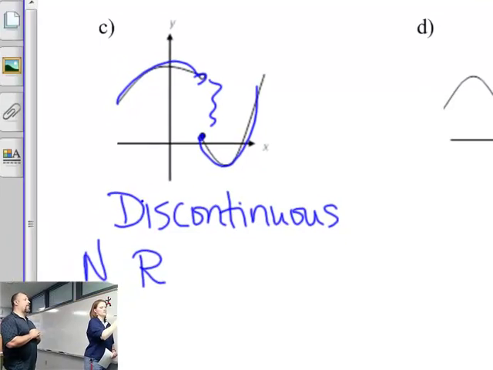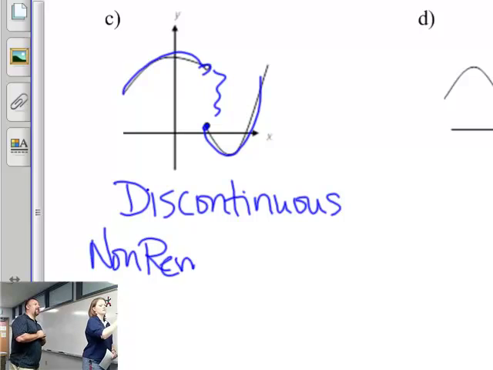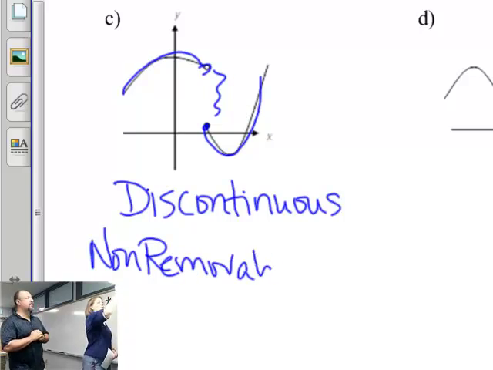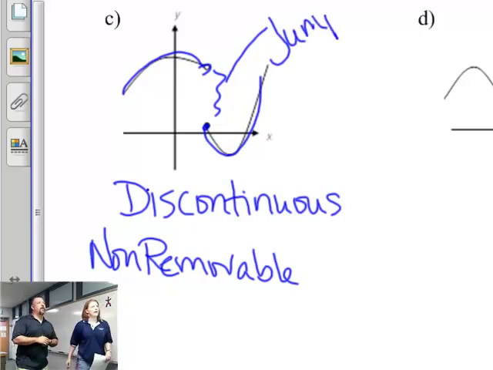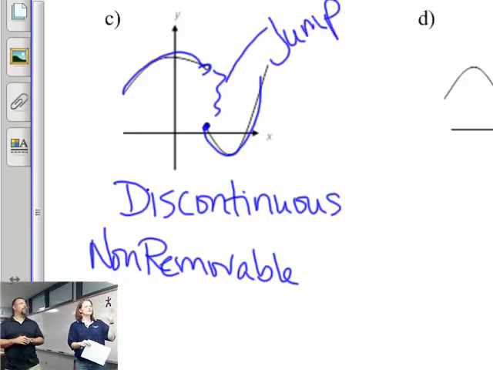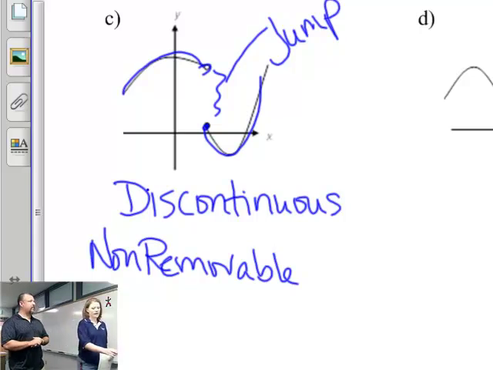Okay, it is discontinuous, non-removable. Its unofficial name is a jump. You can jump up or jump down, but it's not just a single hole. Okay, and it's not an asymptote because the curve is not getting closer and closer and closer to it, which is what happens with an asymptote.